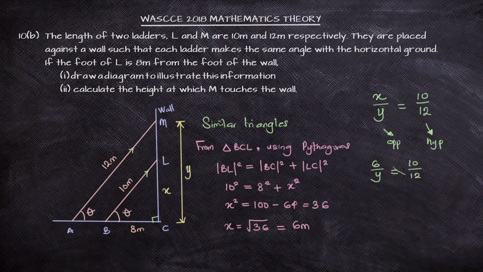So now if we cross multiply this, we are going to have 10Y is equal to 6 times 12. So Y is 6 times 12, which is 72, divided by 10, and that is 7.2 meters. That is the solution to question number 10b of WAEC 2018.